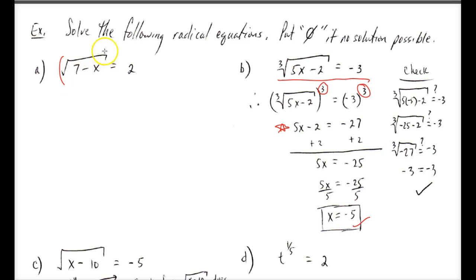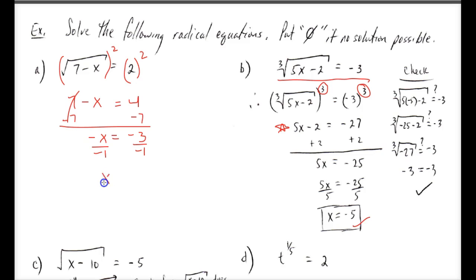So with A, sort of the same thing. We want to get rid of the square root sign, so we need to raise both sides to the power of 2. And that will essentially just leave us with 7 minus x equals 4. And then, of course, from that, we can subtract 7 from both sides. That cancels to 0. And here we could divide both sides by a -1. Negative divided by negative is a positive.